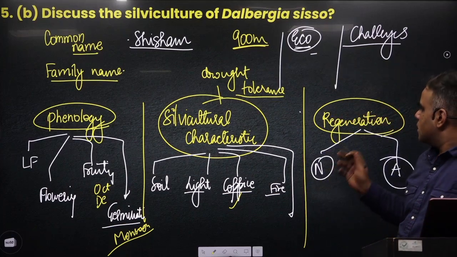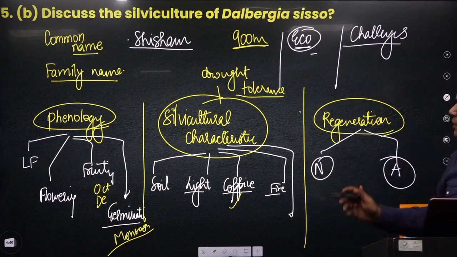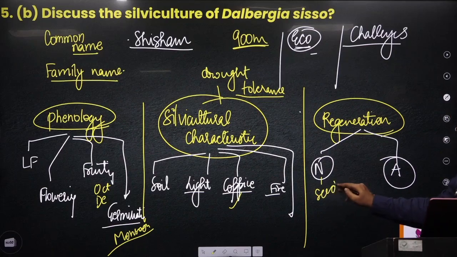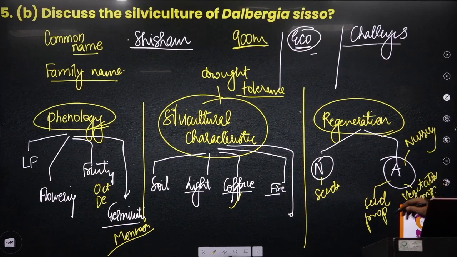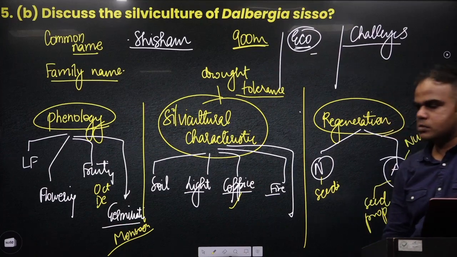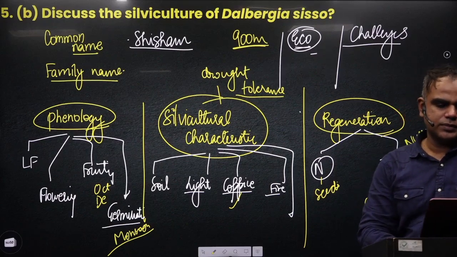In terms of regeneration, natural regeneration will happen through seeds. That is something we generally read about. Here also, seed propagation can happen artificially. Similarly, nursery planting can happen, and artificial regeneration can also happen through vegetative propagation. So this is again how you can talk and write about this.